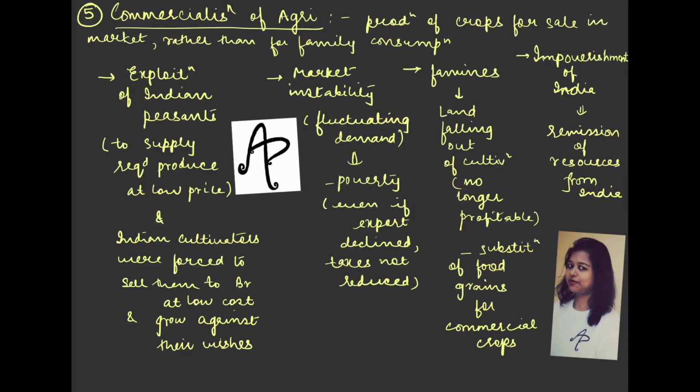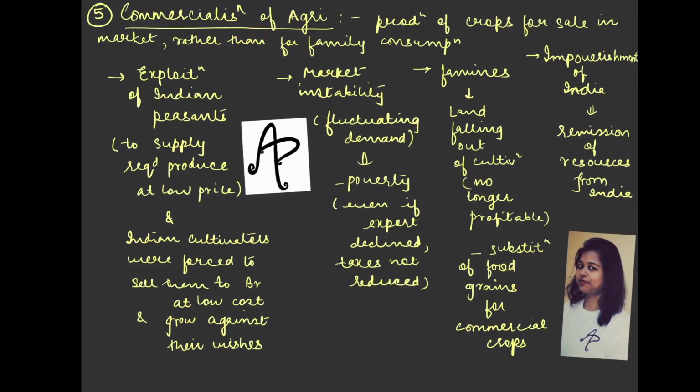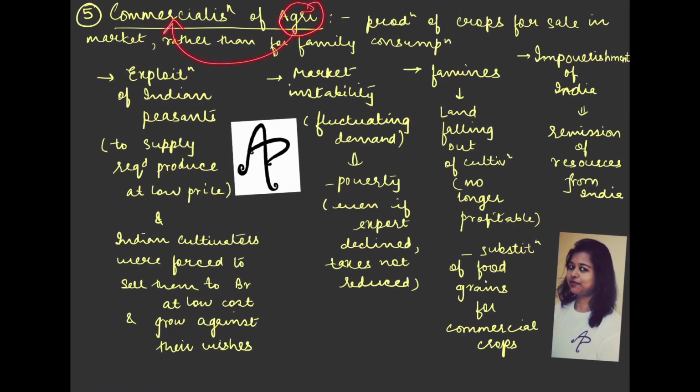Next impact, economic impact अगर हम समझेंगे, that is your commercialization of agriculture. So agriculture was happening but in a commercialized manner. What is meant by this, or what does this mean? That there was production of crops now, because in agriculture you will have to have the production of crops. So there indeed was production of crops, but that was happening for sale in the market. It was not happening for family consumption. The whole idea was to have it for the sale in the market.